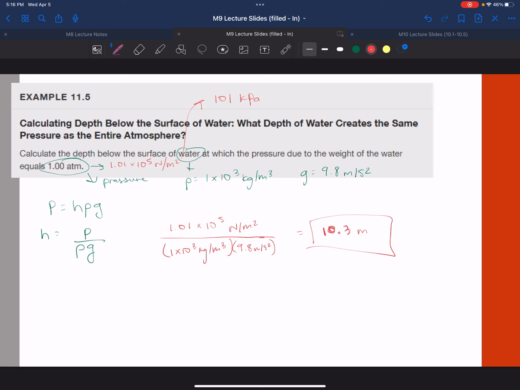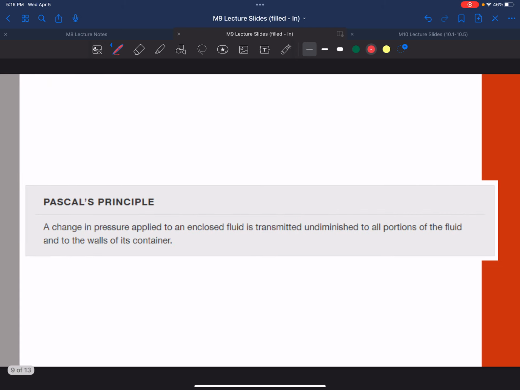And you would definitely feel that if you've ever swum down even to the bottom of an 8-foot swimming pool, you can feel the pressure change in your ears. Okay, take a look at the next one.